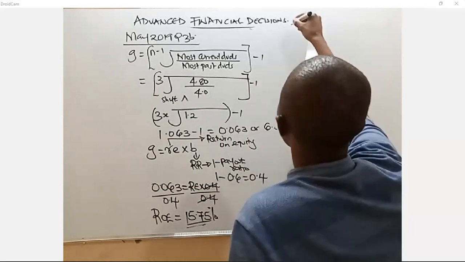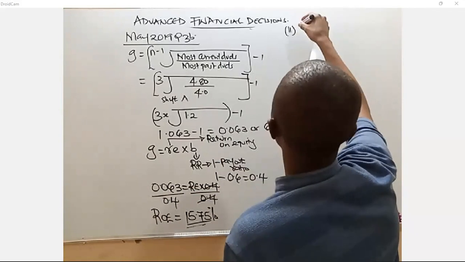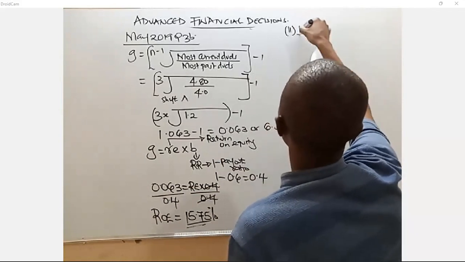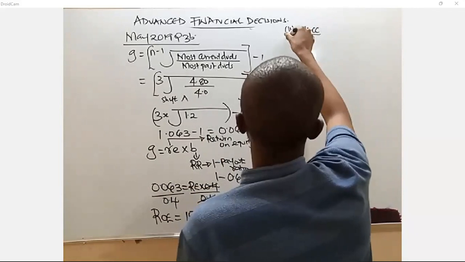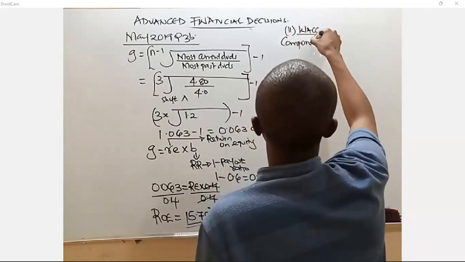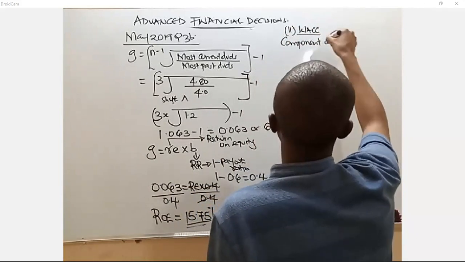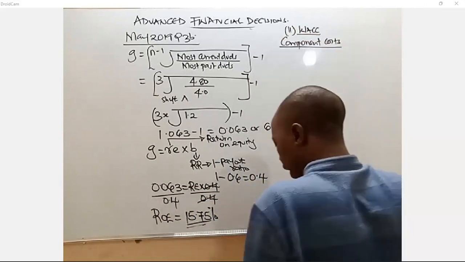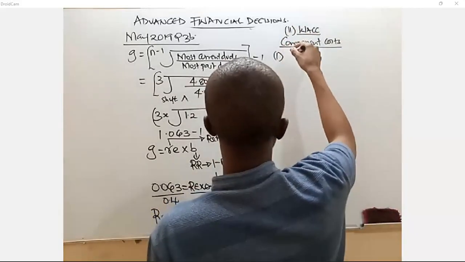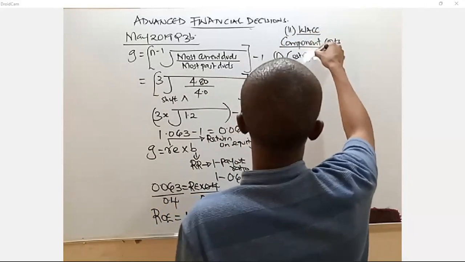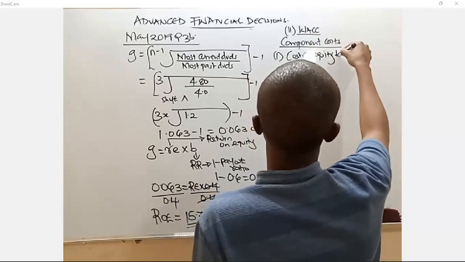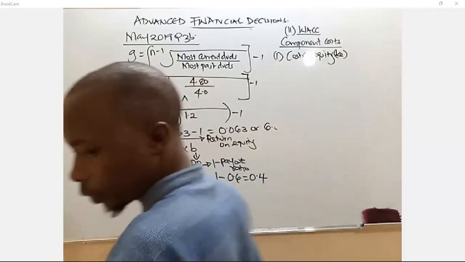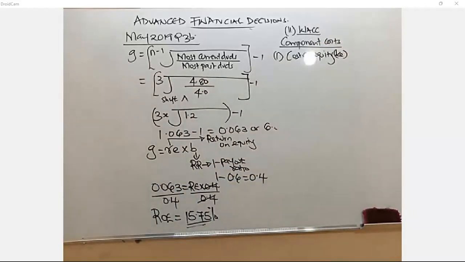And in this case, because the examiner in number 2 is asking to calculate WACC, allow me now to compute the component cost. I'll start with the first one, the cost of equity, KE. We know the formula for the computation of cost of equity. Before I determine it, I should look at whether I am given the expected dividends or the current dividends.